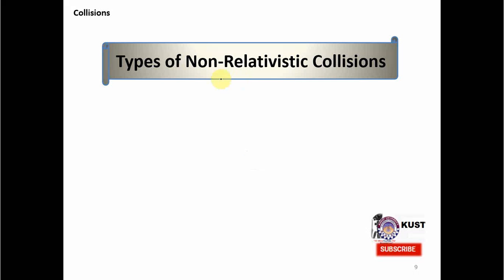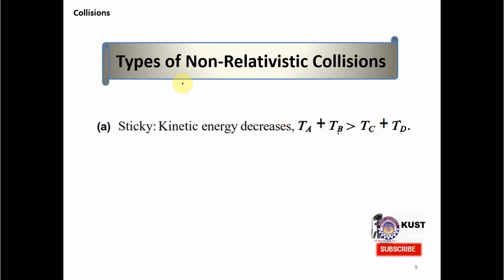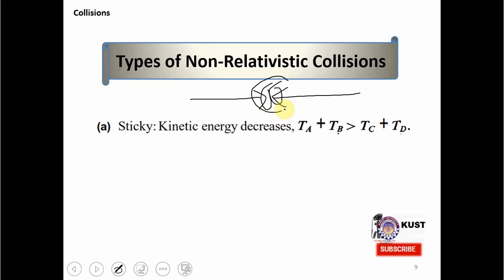Now we go to the types of non-relativistic collisions. In non-relativistic collisions, similar types can be defined. For example, the first type is the sticky collision. What do we mean by sticky collision? This means that if two particles are coming closer, and when they collide, they just stick to each other and form a kind of bound state. This we call a sticky collision.